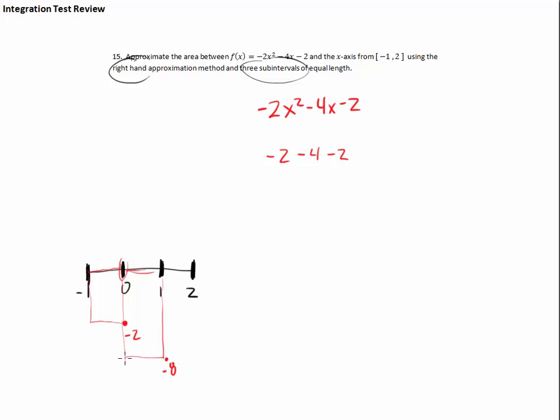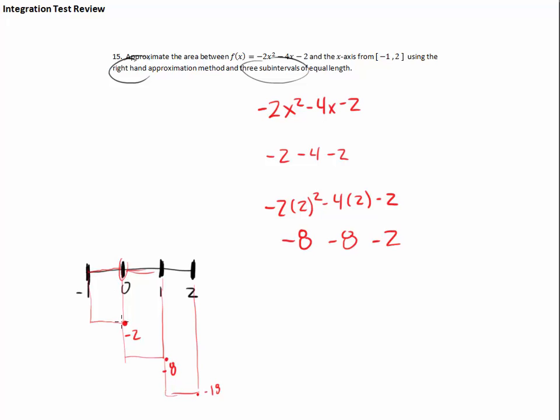Once again, it's not drawn to scale and I don't really care. It just kind of helps me see what's going on. Then plug in 2. I'll actually write this out. 2 squared is 4 times 2 is 8, minus 8, minus 2. So I've got negative 16 minus 2 is negative 18. So it's way down there someplace. Okay, so there's my rectangles. Now I just have to find the area of them.